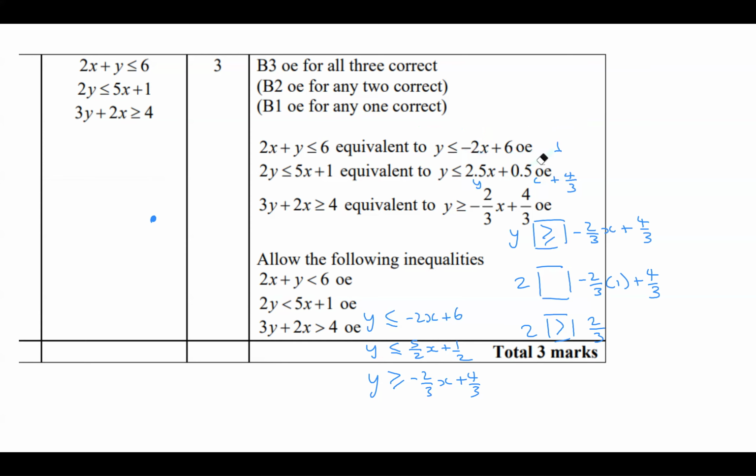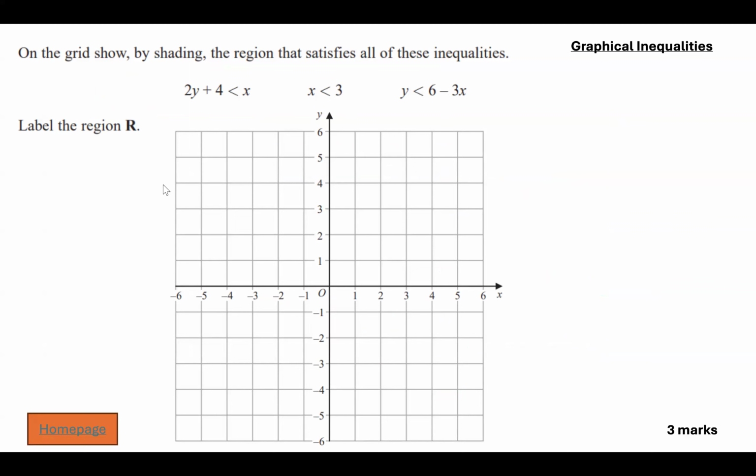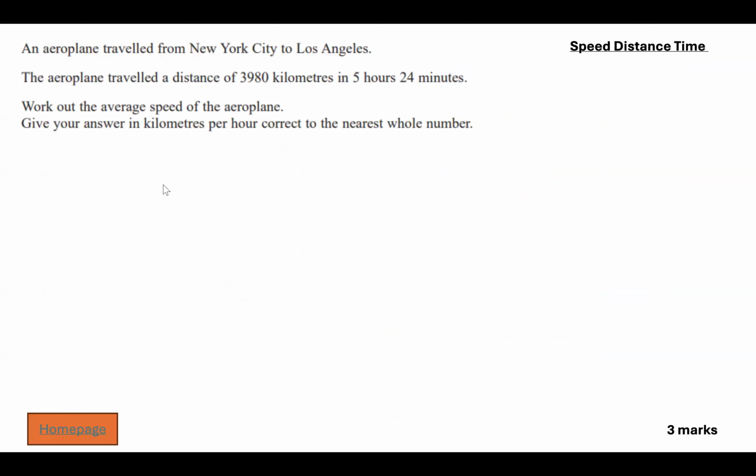If we have a look over here, we can see y is less than minus 2x plus 6. Y is less than or equal to 2.5 is the same as 5 over 2 x plus a half, which is the same as 0.5. And y is greater than or equal to minus 2/3 of x plus 4 over 3. And that is our answer. So these are all acceptable for the 3 marks. The next question, guys, you can try yourselves to have a go at this one. So we are going to skip this.